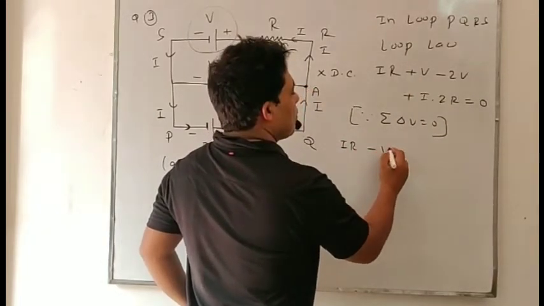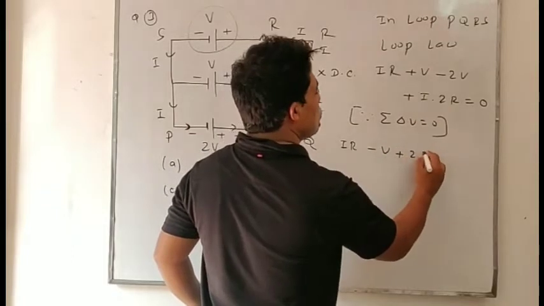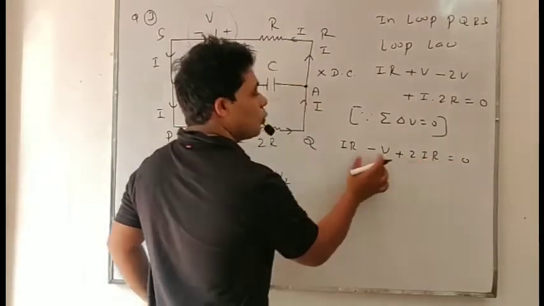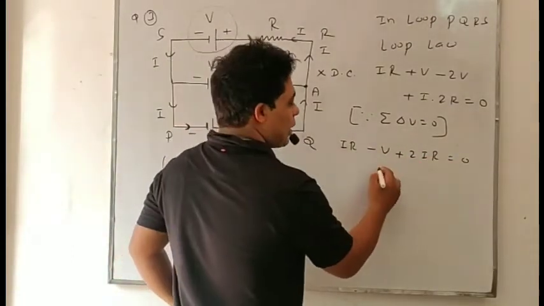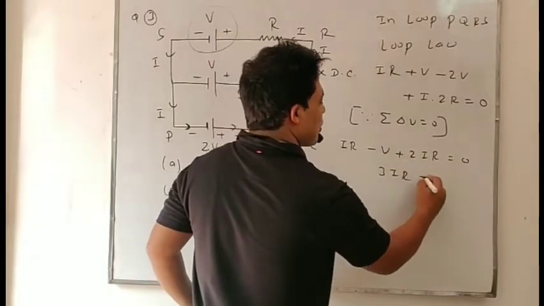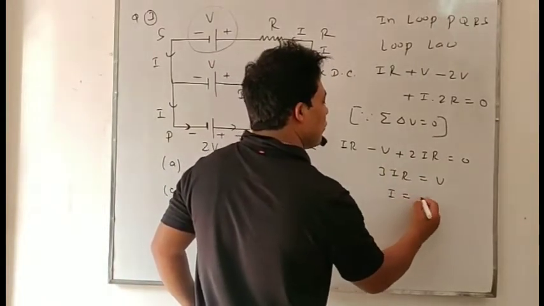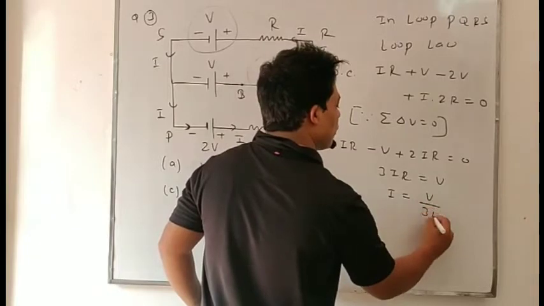So look, students, find this: IR plus 2V minus V, and plus 2IR equals 0. 2IR plus IR, that is 3IR, minus V, transfer to that side, plus V. So I will get V upon 3R.